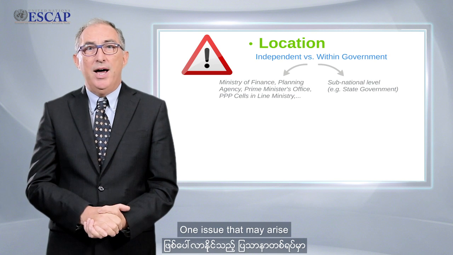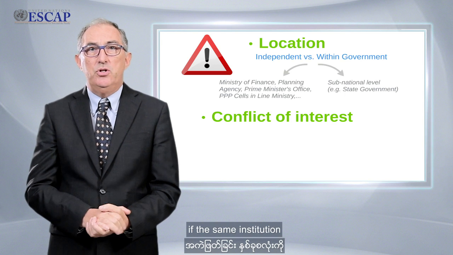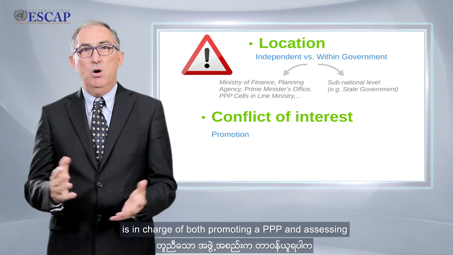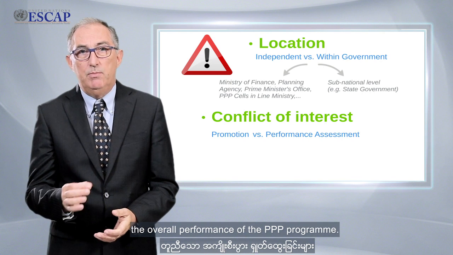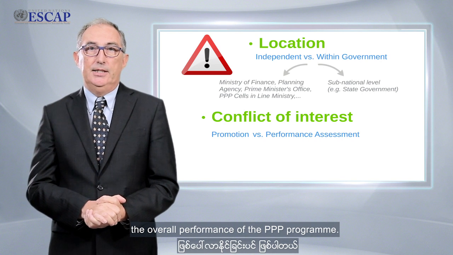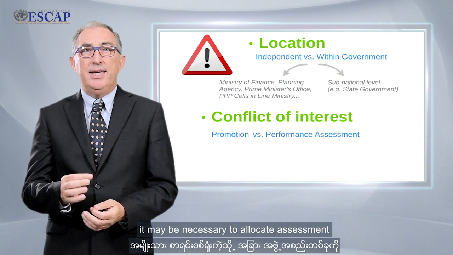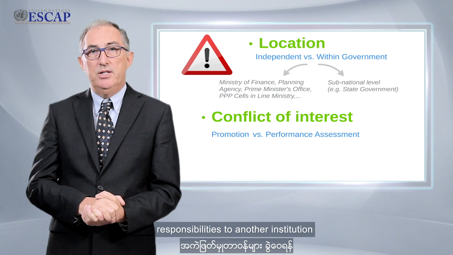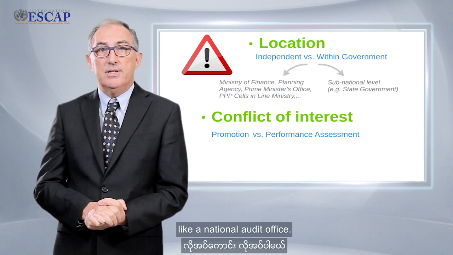One issue that may arise is the potential for conflicts of interest if the same institution is in charge of both promoting a PPP and assessing the overall performance of the PPP program. To prevent this conflict, it may be necessary to allocate assessment responsibilities to another institution, like a national audit office.